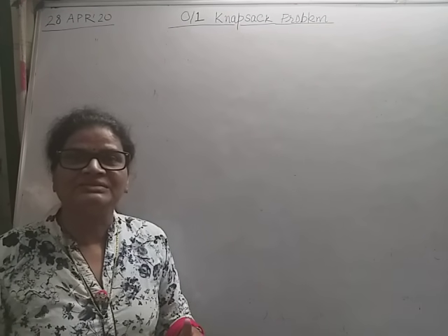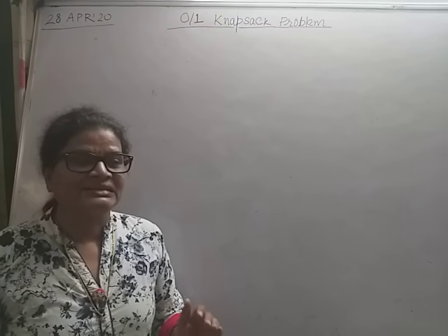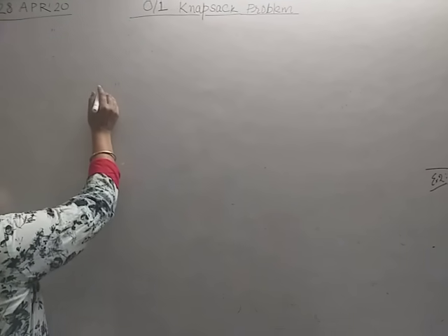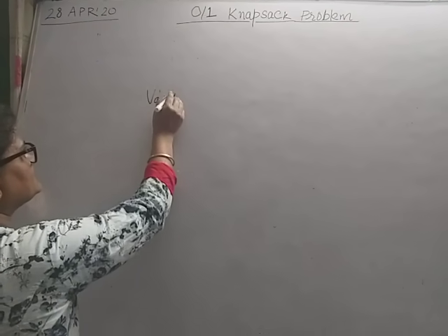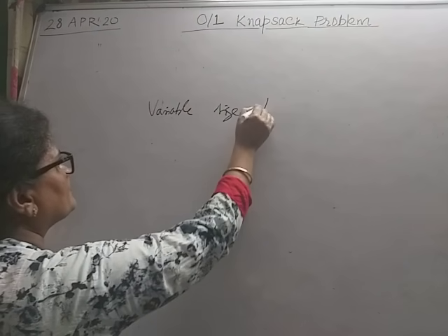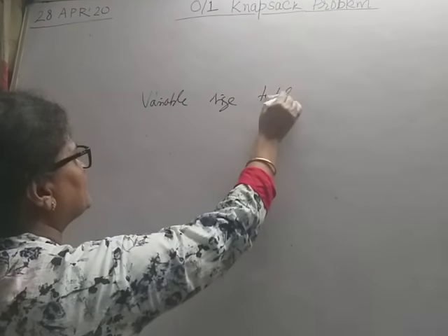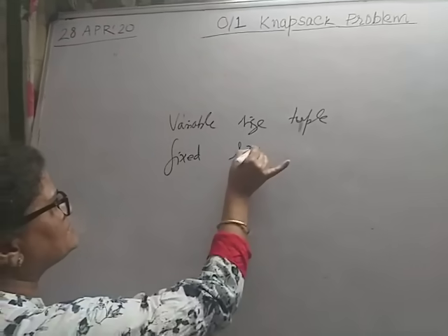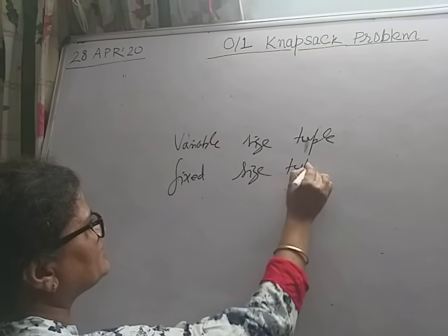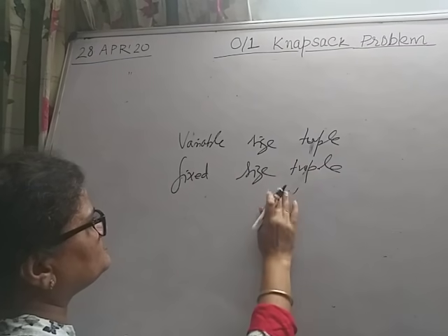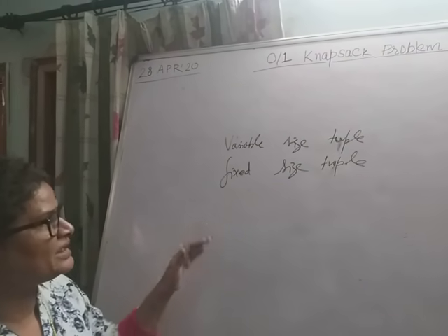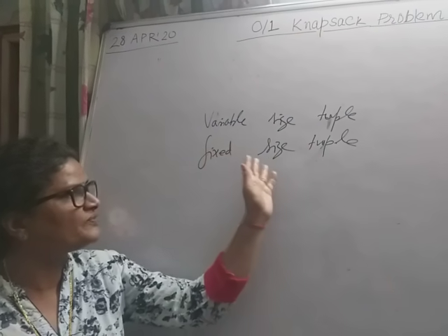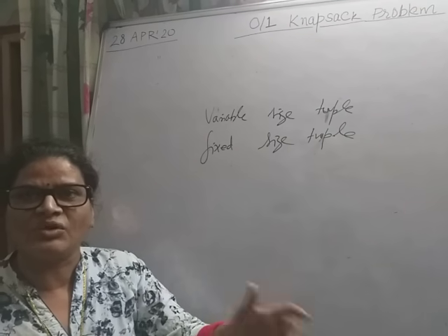First we conceive the state space tree, and the solution space can be formulated in two ways: either a variable size tuple, like in the sum of subset problem, or a fixed size tuple.